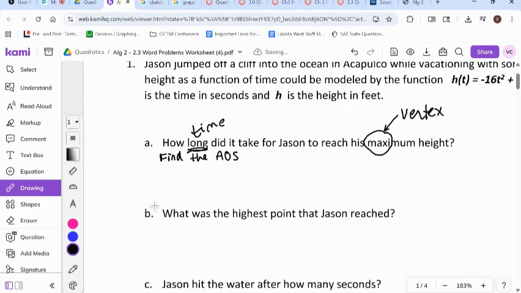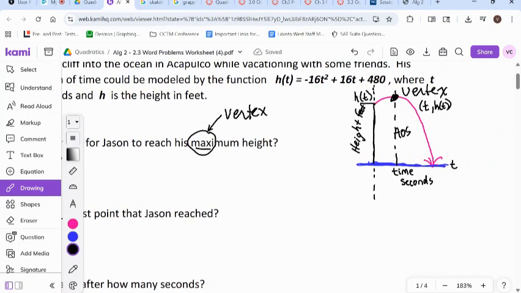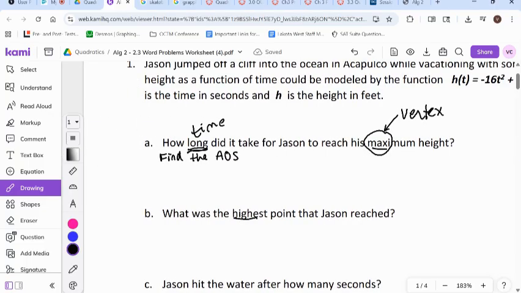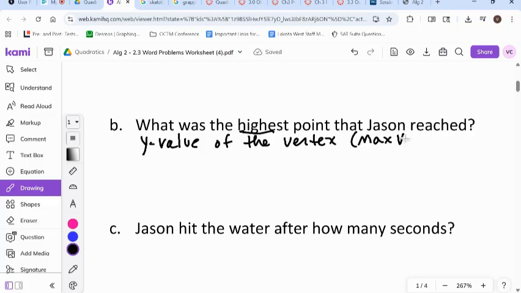Then the second question, part B, says, what was the highest point that Jason reached? When we talk about the highest point, we're still talking about the max. But this time, I believe they want the number in feet. So that's going to be our h of t, the height. So we're going to be finding the y value of the vertex. And by the way, the y value of the vertex is also known as the max value. They are the same thing.